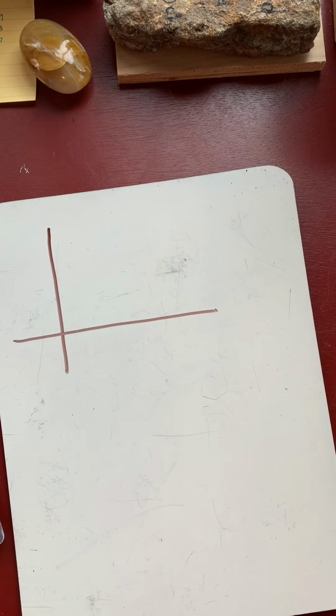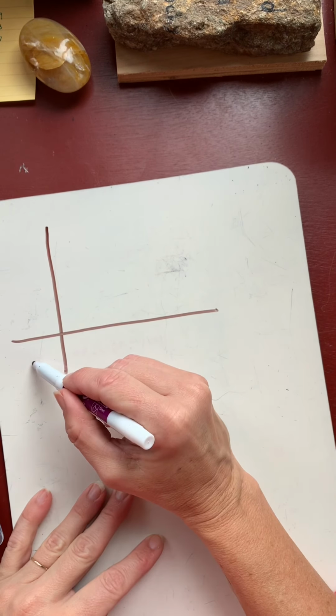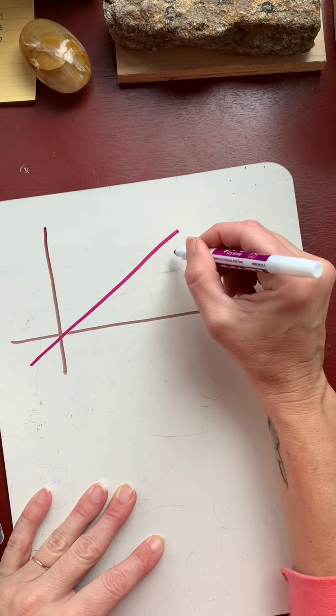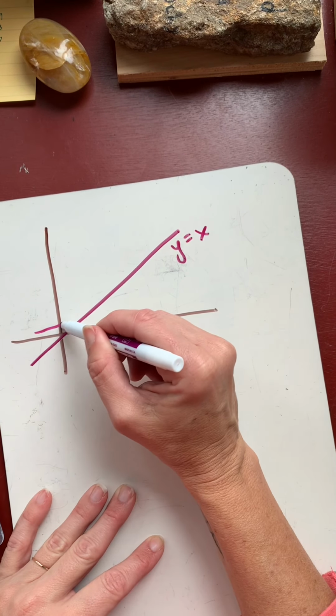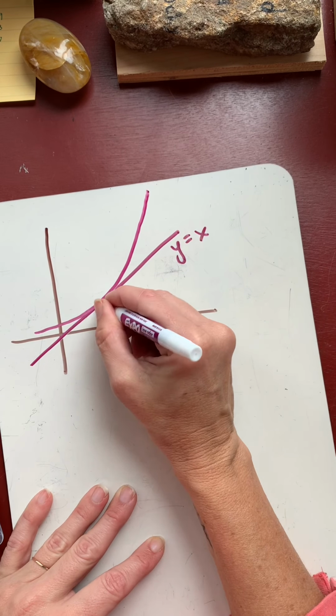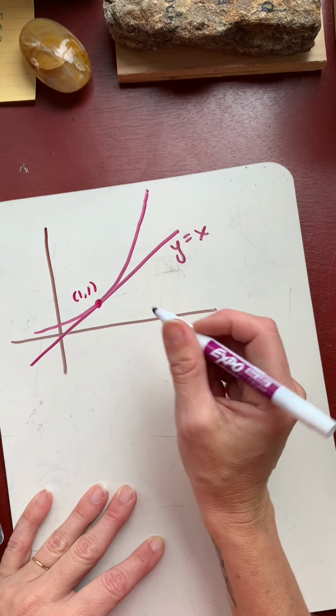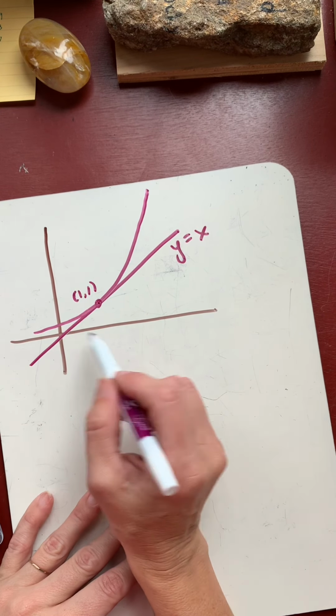Okay, so let's see. They use colors, which is nice, but still it's sometimes hard to see. So we've got y equals x, and we've got a curve. They meet up. And this point is 1, 1. And I've also got, dang it. Oh no, okay.